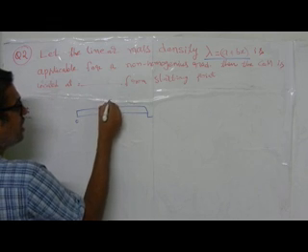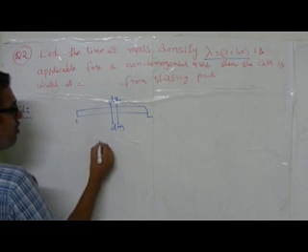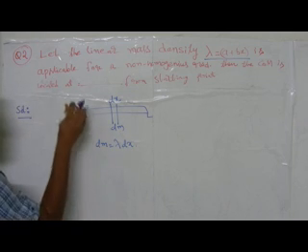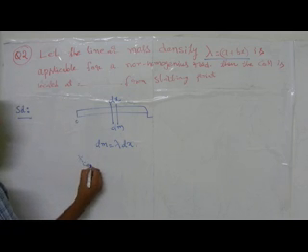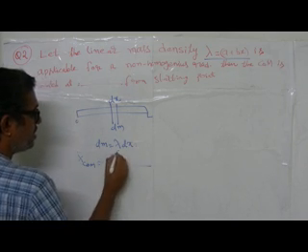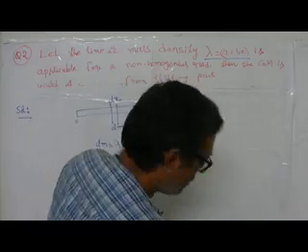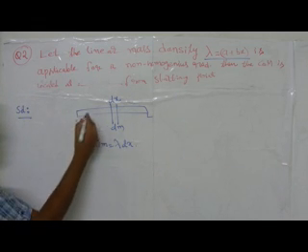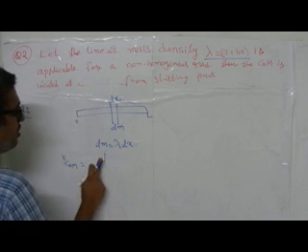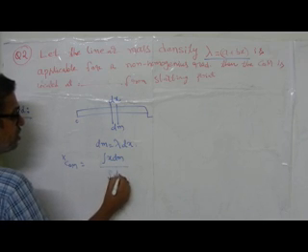Let us try to consider a smallest elemental length dx having the mass of dm. Now the mass dm is always equal to lambda into dx. Therefore, the center of mass of this particular system is given by xcm is equal to integration of x dm divided by integration of dm.